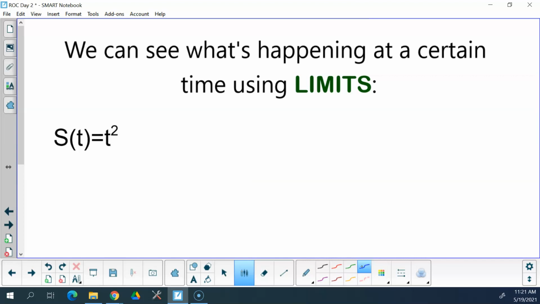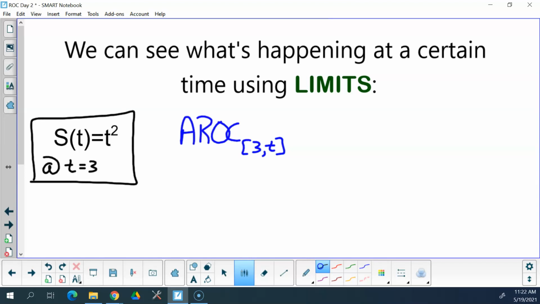If this is S of t, so S of t is t squared, and that's my function, my distance away. I want to find the AROC from 3 to t. And what I'm going to do there is find the IROC at t squared. We're going to mathematically prove that. So what this is saying is that we are going to make t get closer and closer and closer to 3 from either direction, above or below. Because when it equals 3, I can't find my AROC anymore. Because then I'm dividing by 0.